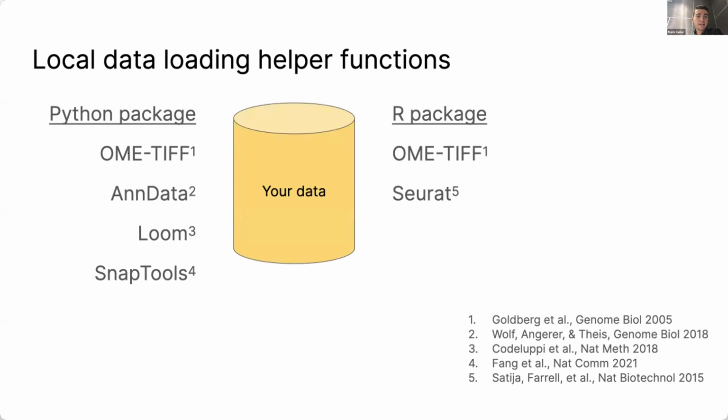So in Python, the package currently supports loading OME TIFF images, as well as AnnData, Loom, and Snap Tools objects. And then in R, the package supports loading OME TIFF images and Seurat objects. And we're actively working on functions to load data stored in other commonly used single cell file formats.